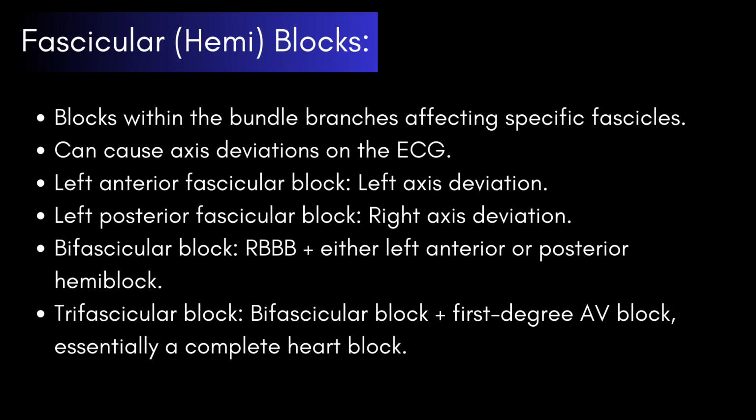Bifascicular block is often visualized through right bundle branch block and through either left anterior or posterior hemiblock. Trifascicular block is often visualized through bifascicular block and through first-degree AV block, which is essentially a complete heart block. I'll be going through some visual aids for these blocks in the next few slides to show how they may be expressed on ECGs.